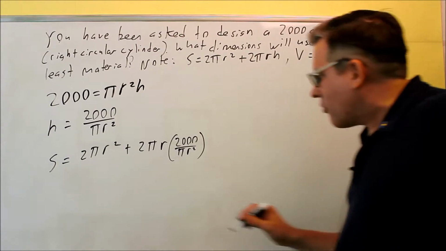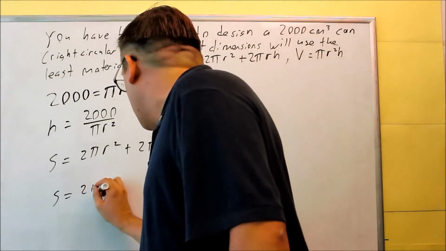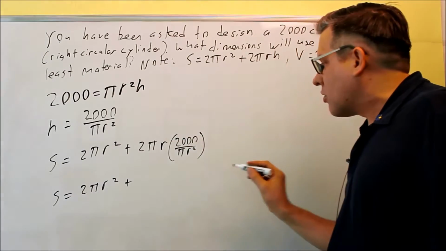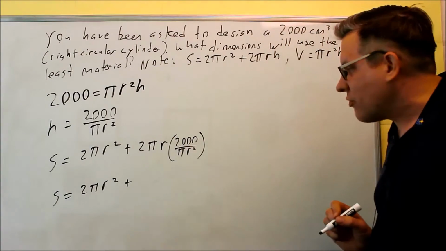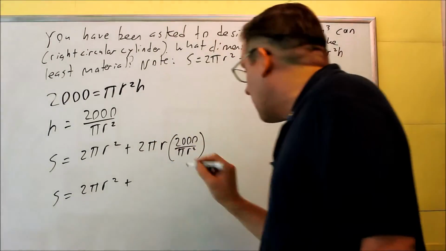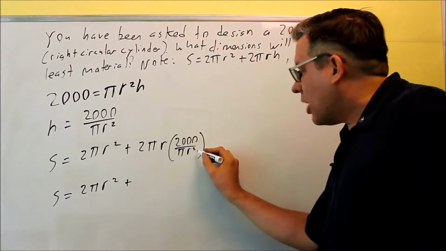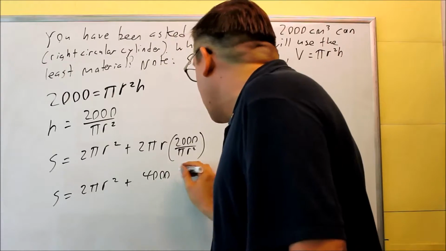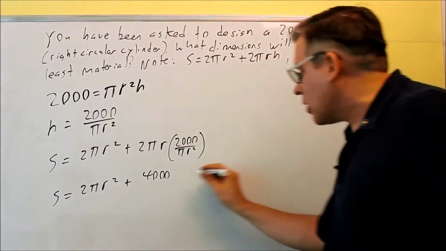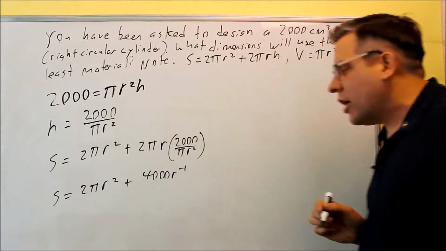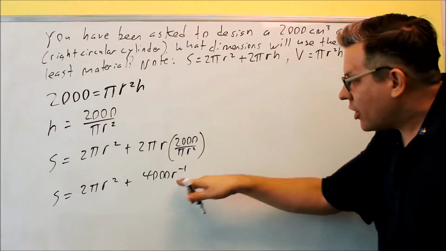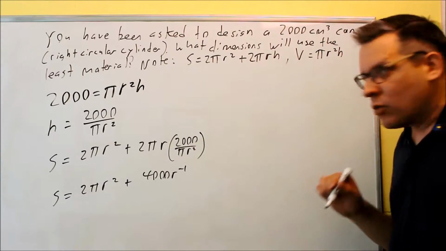So I'd like to do a little simplifying with that. So I'm going to do 2 pi r squared plus, okay, now when I multiply this across, 2 times 2,000 is 4,000. The pi's are going to cancel. I'm going to end up with an r down below. So I'll have 4,000. And then I could write that over r, but instead I'm going to write it this way with a -1 power to make it easier when I do the derivative. It's already in the proper form to do the power rule.